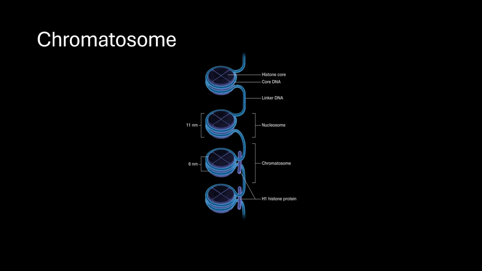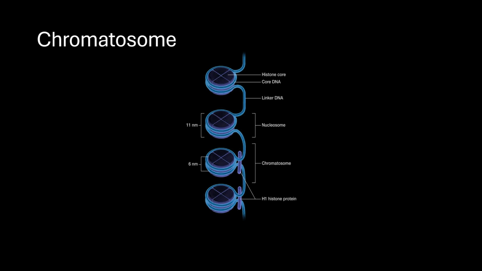Each nucleosome is joined together with linker DNA whose length fluctuates, so there could be some nucleosomes with a little space between them and others with a lot of space between them. Then a 9th histone protein called H1 acts as a sort of clamp, and you can see that it decreases the diameter from 11 nanometers to 6 nanometers, further minimizing the space DNA takes up.